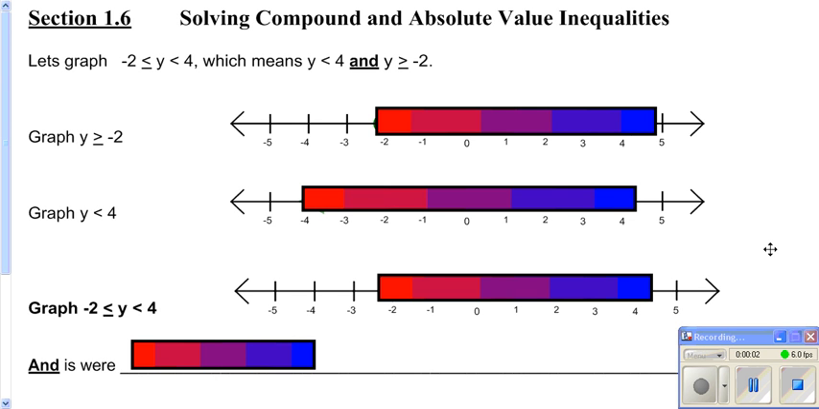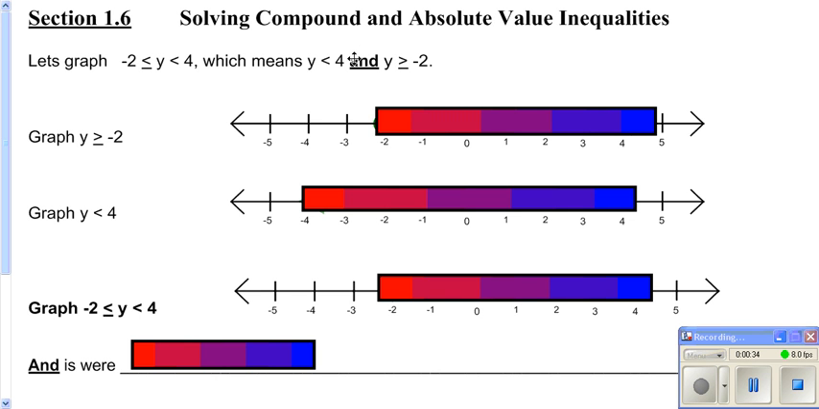Okay, we're going to continue to look at absolute value, but with inequalities, and we're going to look at solving compound inequality statements. If we're looking at something like negative 2 is less than or equal to y is less than 4, you could write that as two separate inequalities. We know y has to be less than 4, but it also has to be greater than negative 2 at the same time, so we put an and statement in here.